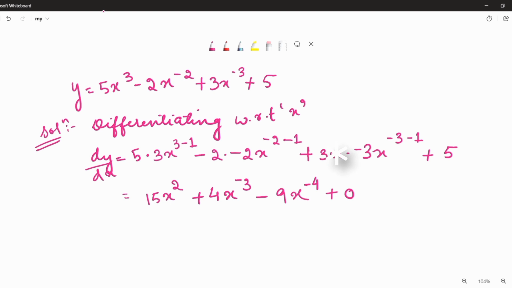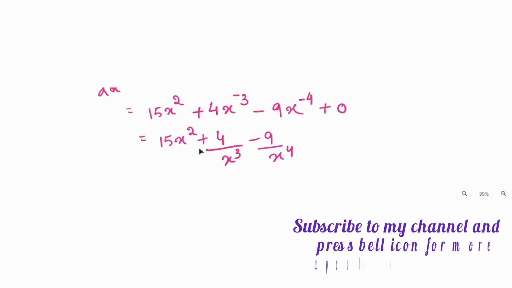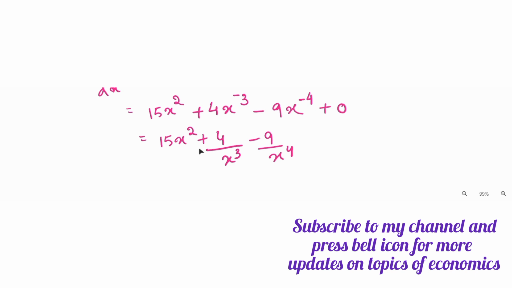Now the powers are in negative sign, so we have to make them positive. So we have to take them to the denominator to change the sign. As you can see, the powers have now moved to the denominator and their sign is positive. Now the final result will be 15x square plus 4 by x to the power 3 minus 9 by x to the power 4. So it is very important to change the powers which are in negative sign and make them positive.